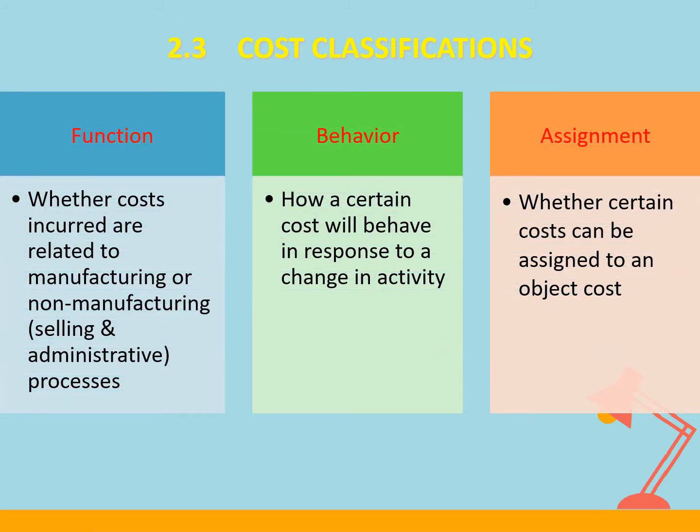Cost classifications. Costs can be classified into 3: function, behavior, or assignment. Under function, we will look whether costs incurred are related to manufacturing or non-manufacturing, that is, selling and administrative processes. Under behavior, we will look how a certain cost will behave in response to a change in activity. Under assignment, we will look whether certain costs can be assigned to an object cost.